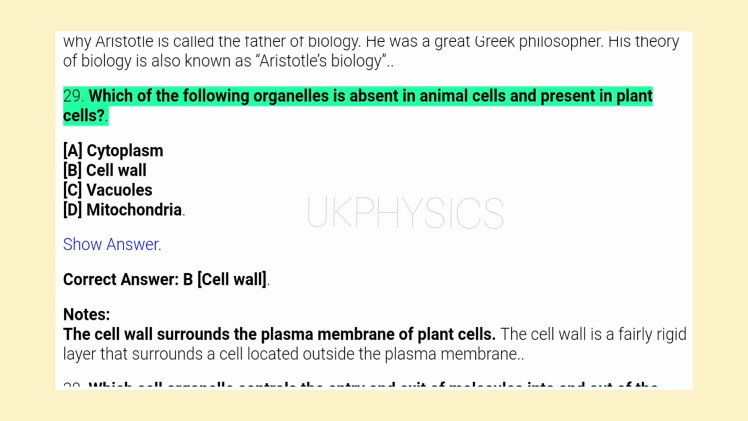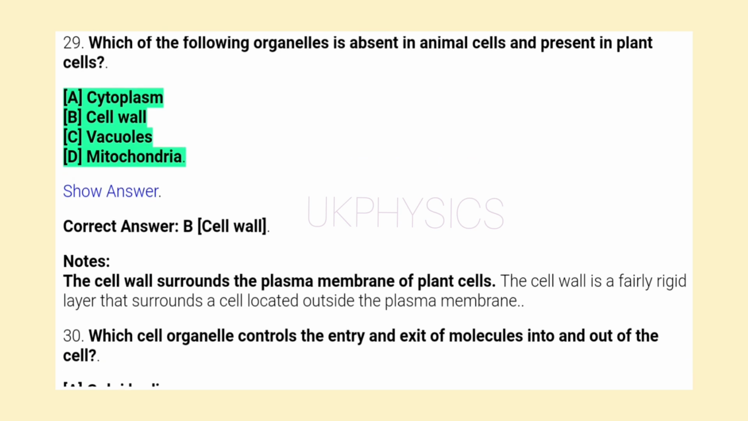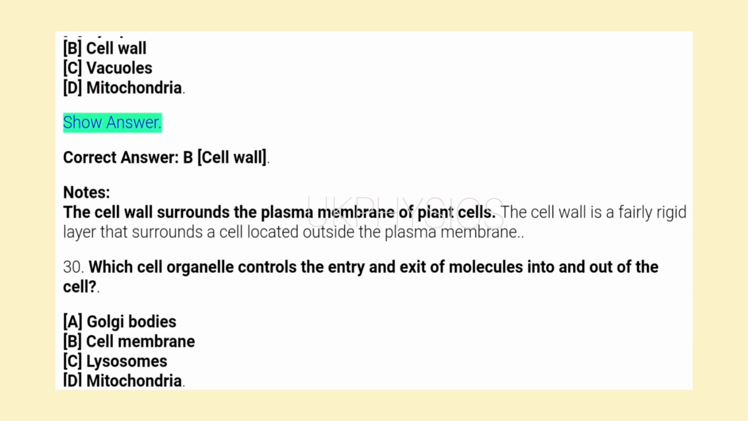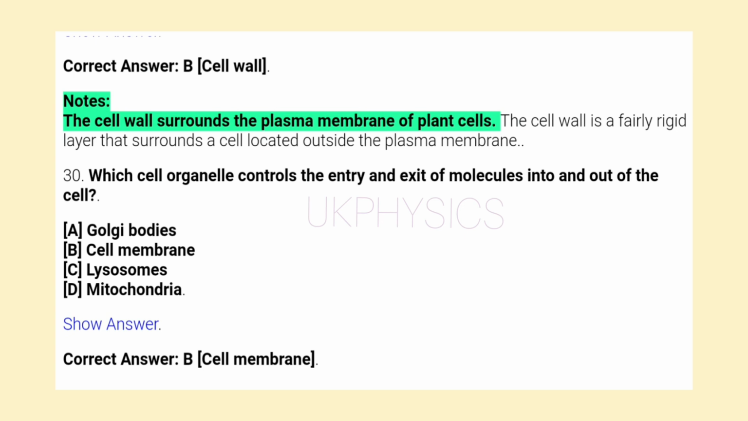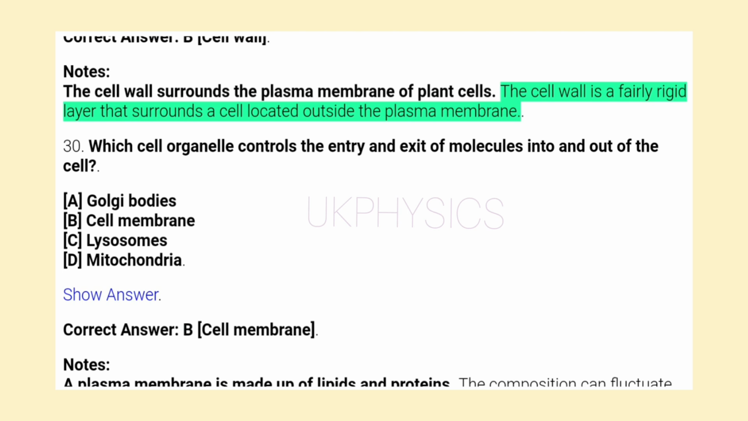29. Which of the following organelles is absent in animal cells and present in plant cells? A. Cytoplasm, B. Cell wall, C. Vacuoles, D. Mitochondria. Show answer. Correct answer, B. Cell wall. Notes: the cell wall surrounds the plasma membrane of plant cells. The cell wall is a fairly rigid layer that surrounds a cell located outside the plasma membrane.